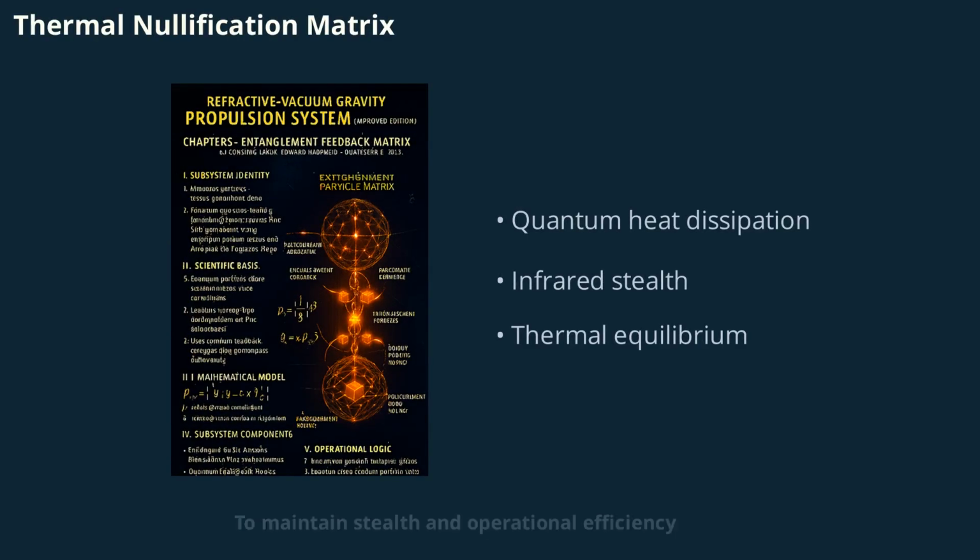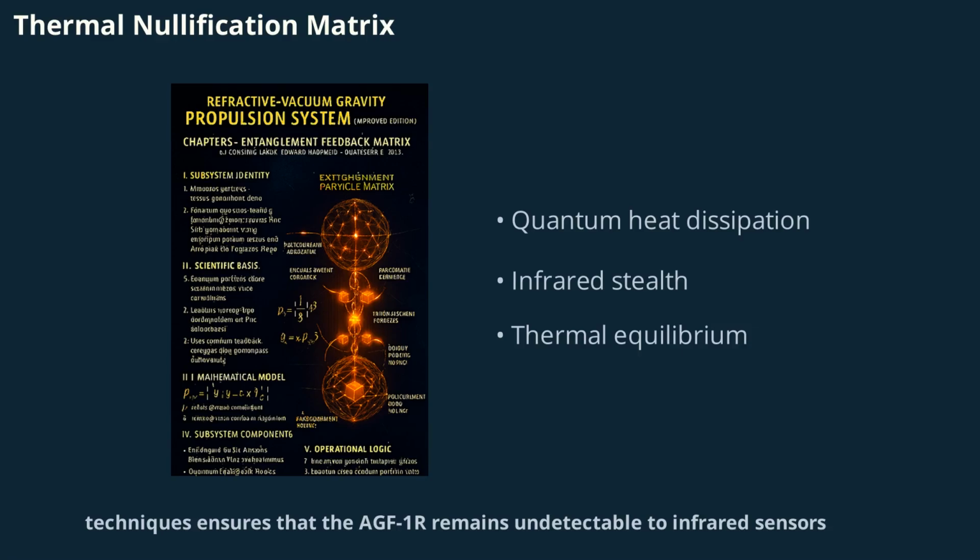To maintain stealth and operational efficiency, the thermal nullification matrix absorbs and redirects heat generated by RVG operations. Using quantum tunneling channels and infrared cancellation mesh, this subsystem prevents external thermal emissions and maintains hull temperature equilibrium. The integration of advanced materials and quantum heat dissipation techniques ensures that the AGF-1R remains undetectable to infrared sensors, a critical advantage for both military and scientific missions.